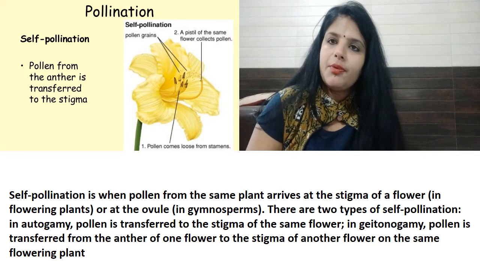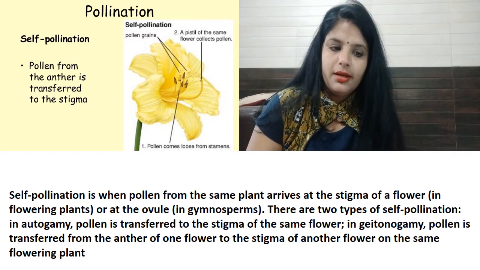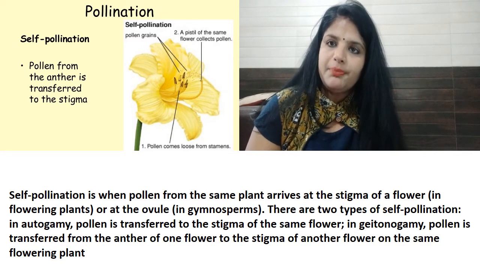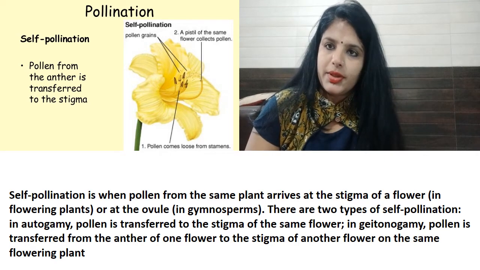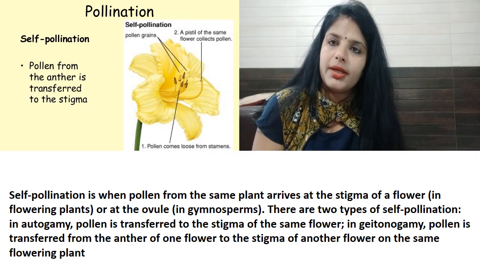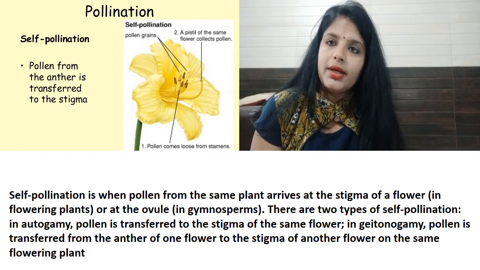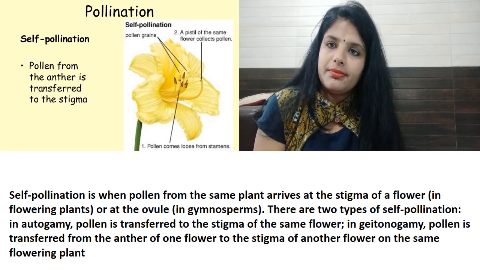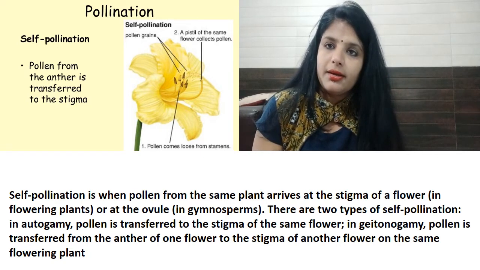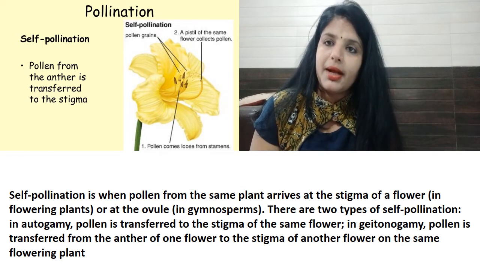Pollination is the transfer of pollen grains from anther to stigma. Pollination is of two types, self-pollination and cross-pollination. In self-pollination, pollen grains transfer from anther to stigma within the flower, and in cross-pollination, pollen grains transfer from anther to stigma of one flower to another flower of different plants but of the same species.